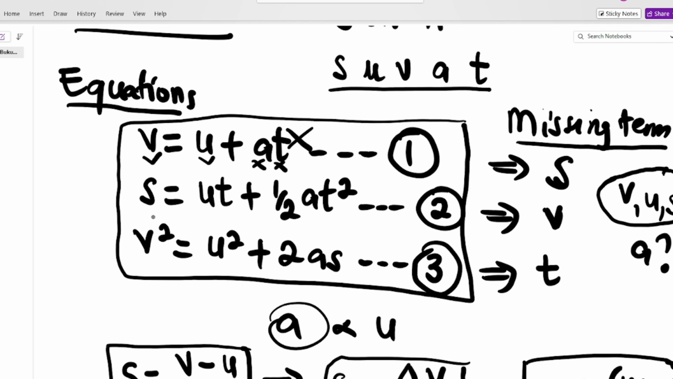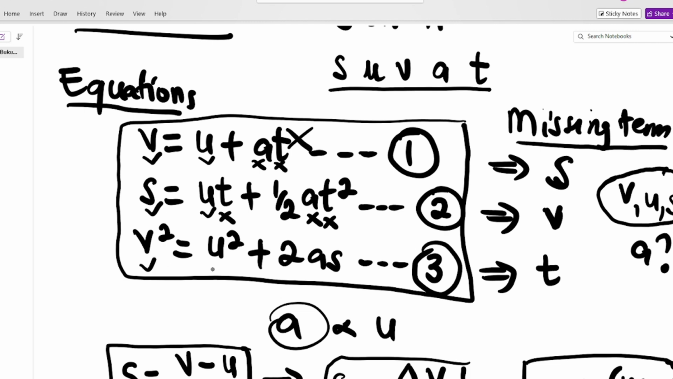Now we come to the second equation. S is given. The thing they are giving us is V, U, S. So S is given, U is given, T is not given, A is not given, T is not given. So three things are missing, so we cannot use it. The thing is that only one thing should be missing. So with what they have given us, we cannot use this equation and this equation. Go to the last one.